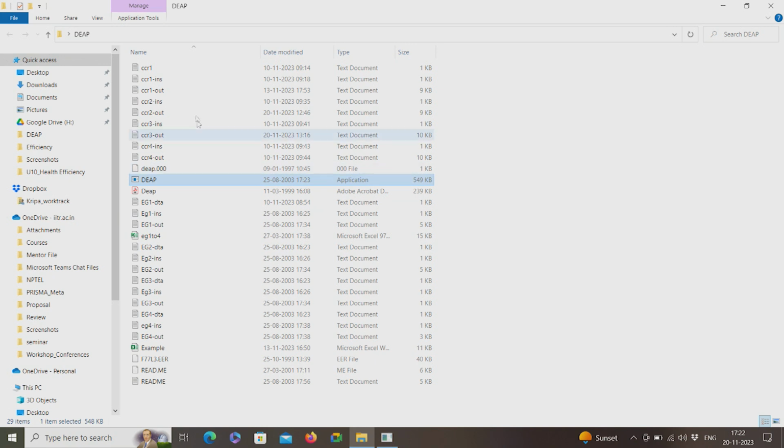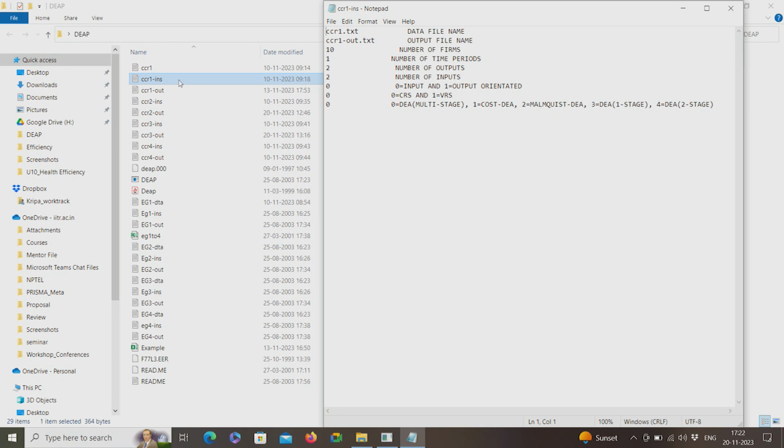If you remember, I will just show you that file which I have opened. The file is CCR1-ins.txt, the instruction file. This is the file name, if you can read. Within that, if you remember, we mentioned that data is stored in CCR1.txt, that means it is a notepad file, so we have to specify the extension as well. Then the output is specified as CCR1-out.